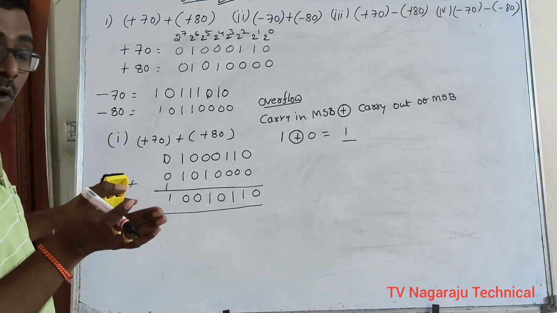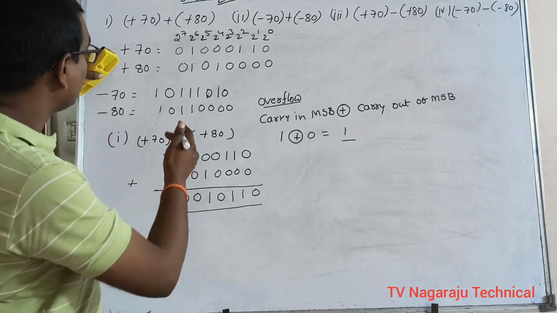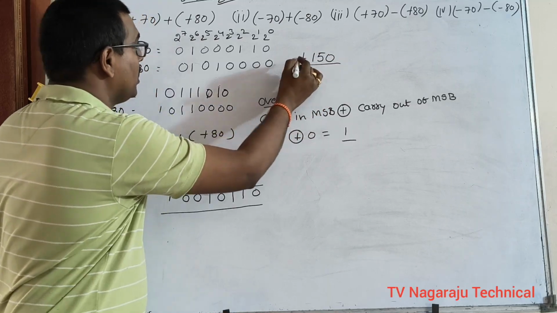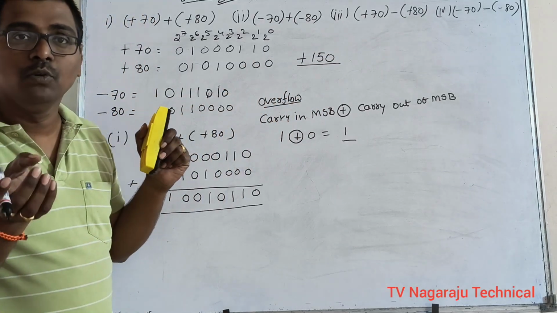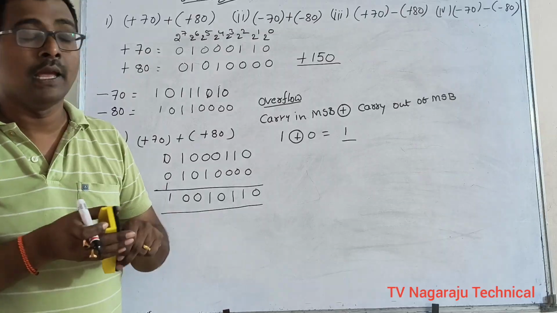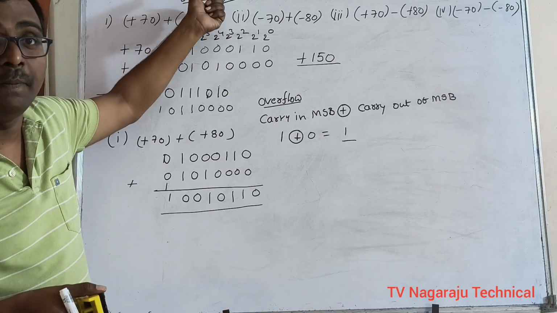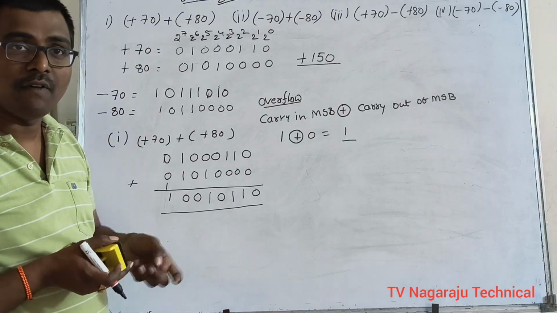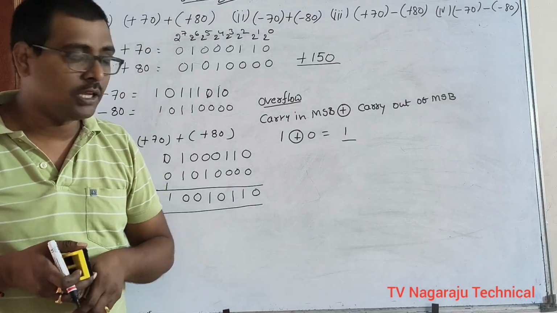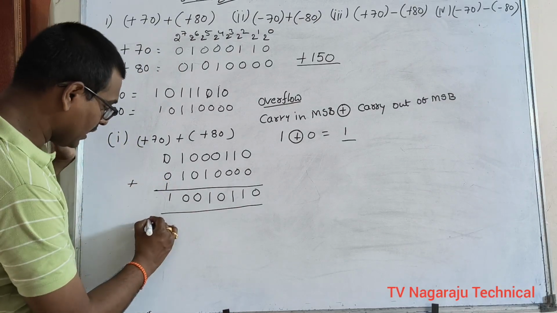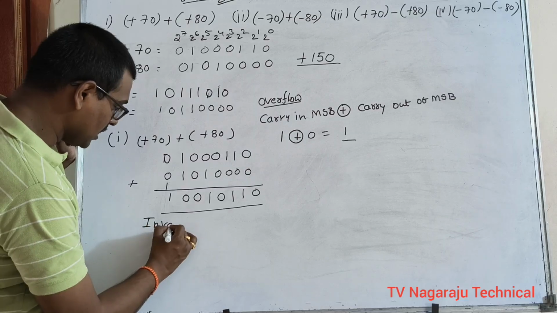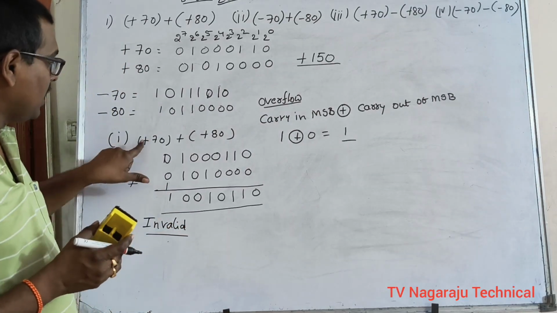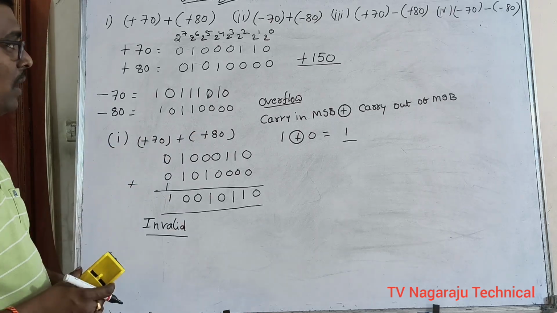Why is the result not correct? By doing the addition the answer is 150, so it is not possible to store 150 by using these 8 bits. These 8 bits are not sufficient to store the value of 150. So the result is invalid. This is case number 1.